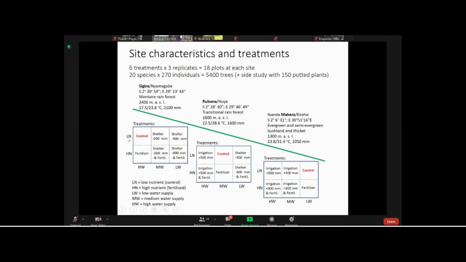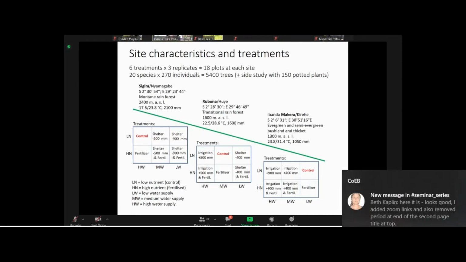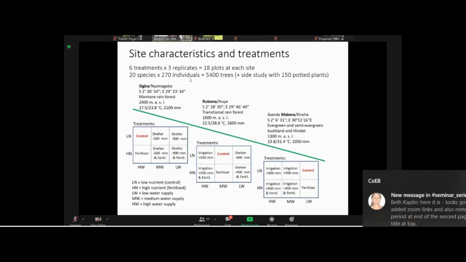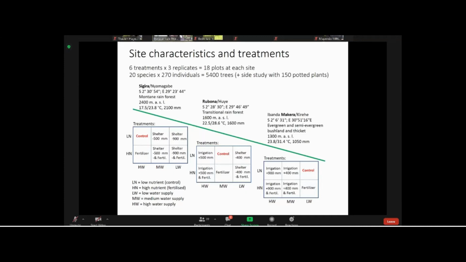And then we have a control, this low nutrient and the high nutrient. In this control, we make fertilization, which we call high nutrient. And at Sigira, because the rainfall is higher, we applied what we call rain shelter construction in order to reduce the rainfall at 500 and then 900 millimeters in order to make the same as at low altitude at Sigira, at Makira, where we add 900 millimeters and 400 millimeters.